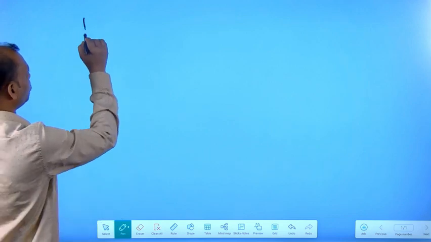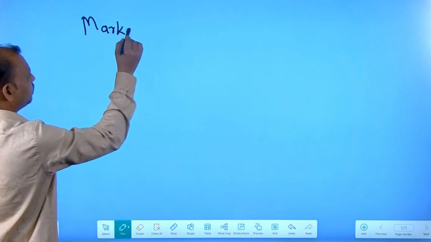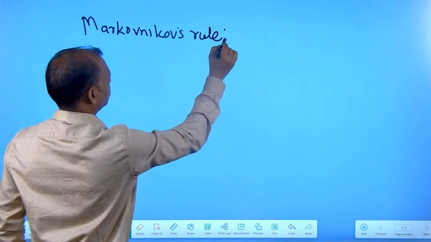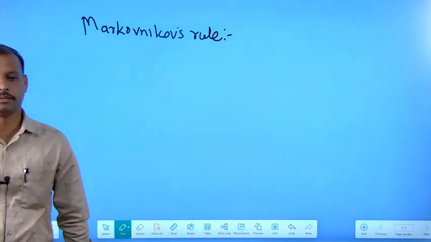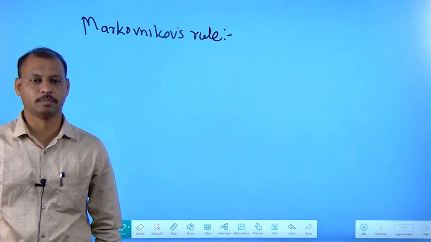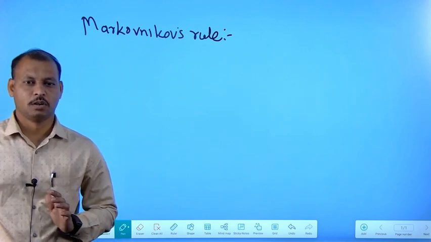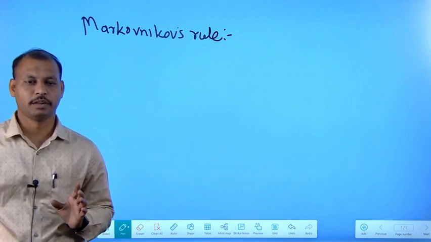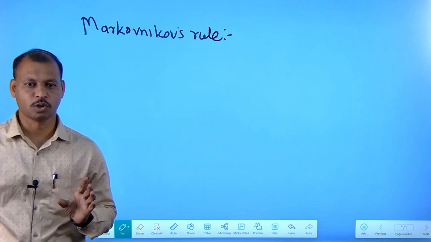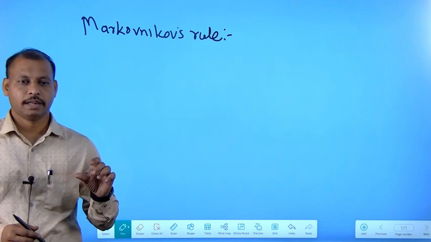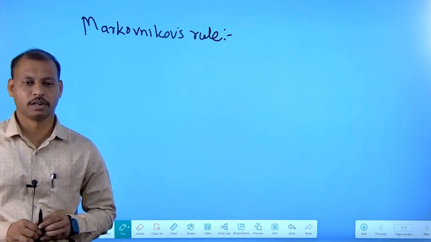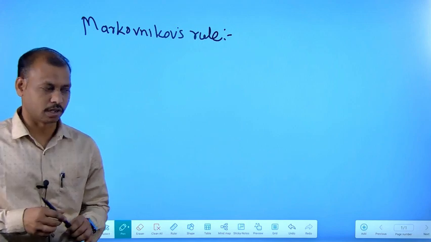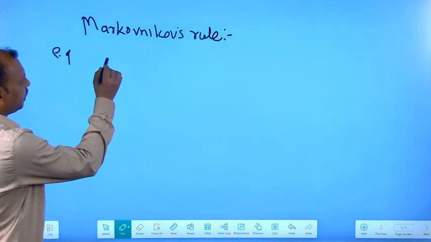First we want to see the Markovnikov rule. The Markovnikov rule states that in an addition reaction, the negative part of the reagent goes to the carbon which has less number of hydrogen. What is Markovnikov's rule? Again I will explain. In an addition reaction, the negative part of the reagent goes to the carbon which bears less number of hydrogen. For example, again the same example we are going to see here.